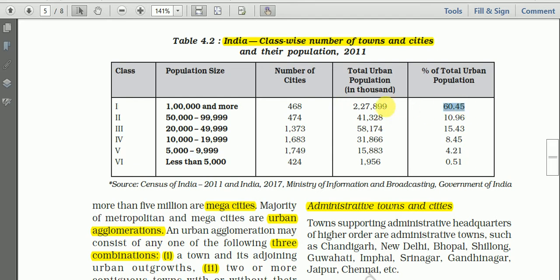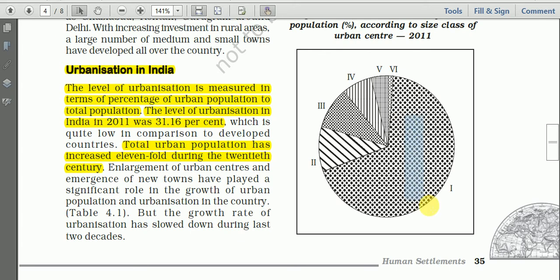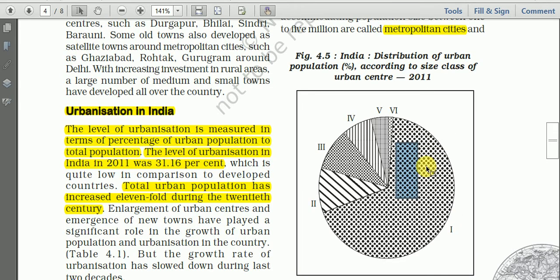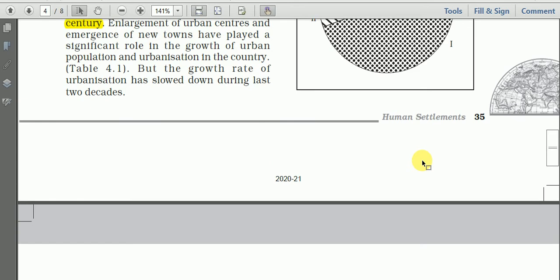60.45%. In terms of number, it is 2,27,899,000. The value is given in thousands. So if you see this pie diagram, see here also, this section is class 1 town, so it indicates that class 1 town shares the largest number of urban population in India. Okay, so let us proceed.